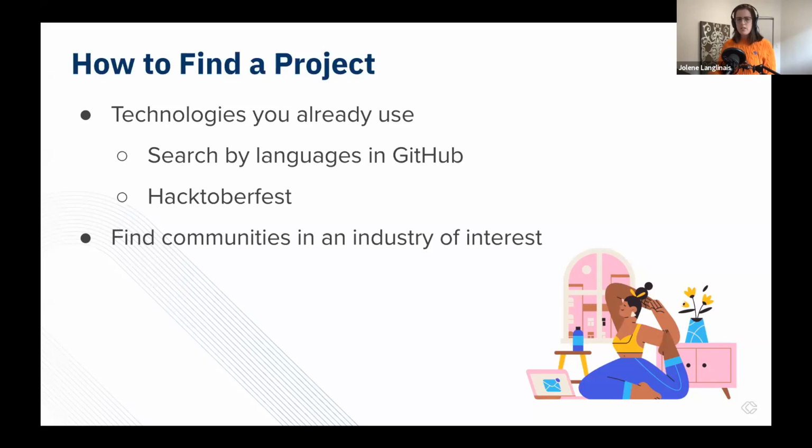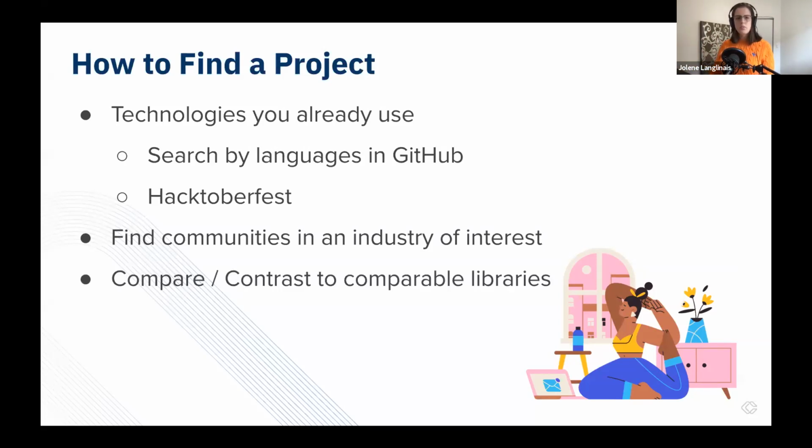Another way to find a project is to find communities in an industry of interest. So, for example, if you're interested in legal tech, a core project might come up for you when you're searching for legal tech open source technologies. Another one would be biotech. I don't know what an example would be, but that would narrow you down. Maybe it isn't a specific technology that you want to use or already use, but maybe it's a field that you want to contribute to and learn more about the technologies and the people involved. Do you have anything to add to that one, Diana?